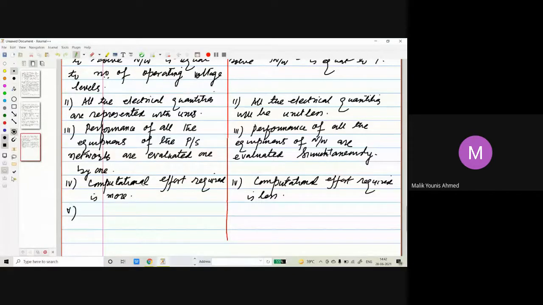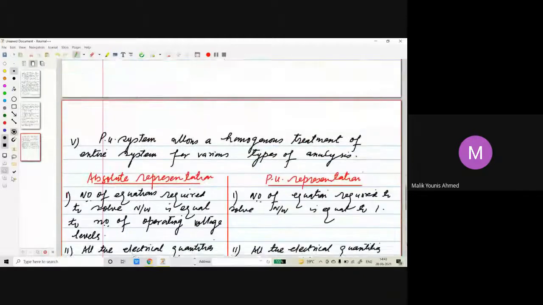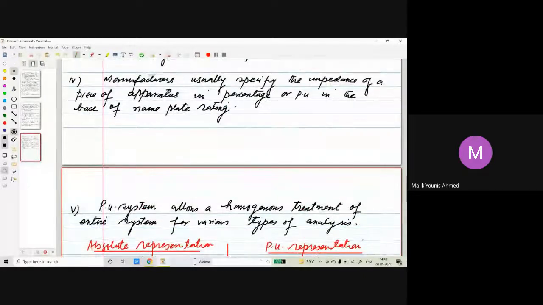Next is evaluation time. So one, computational effort will be more, evaluation time will be more. Very clearly in the per unit case, evaluation time is less. So these are some of the differences in absolute and per unit representation.